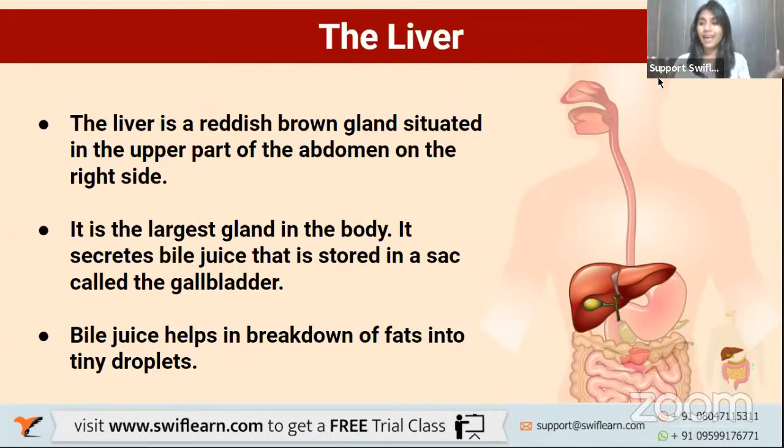Now, we don't have cellulase, so we can't really break down cellulose. But herbivores have cellulase, and it takes a longer time. Their digestive process is a little longer, because they are breaking down cellulose.